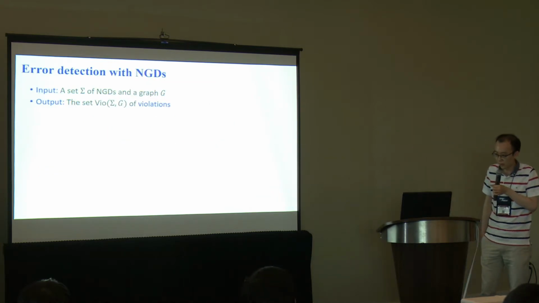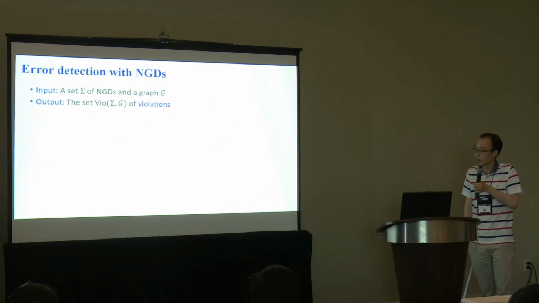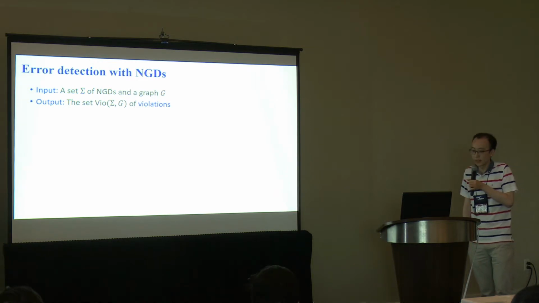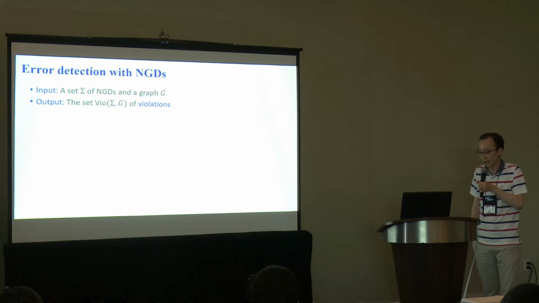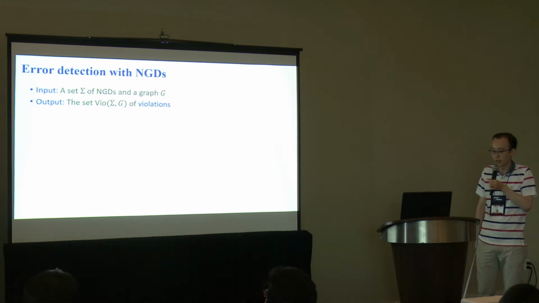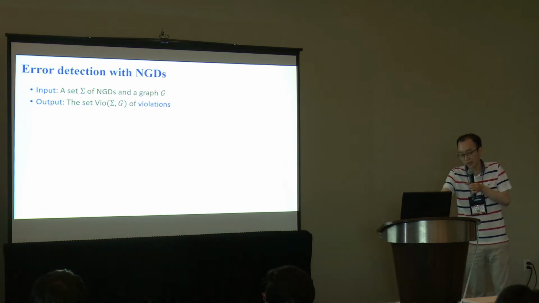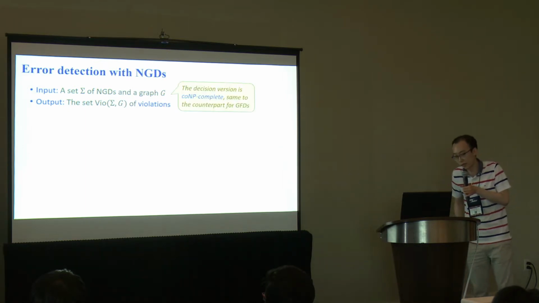Now I'd like to move to the third part. To make practical use of NGDs, we develop techniques for detecting errors in real-life graphs by employing NGDs as data quality rules. It is to find all the violations of a given set of NGDs in a graph, and each violation includes inconsistent entities that violate the attribute constraint.